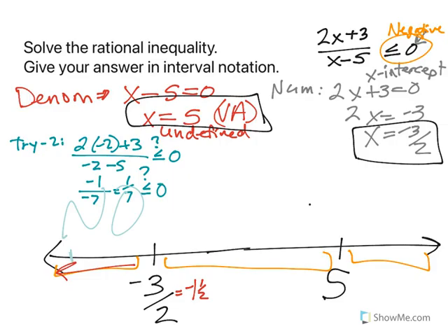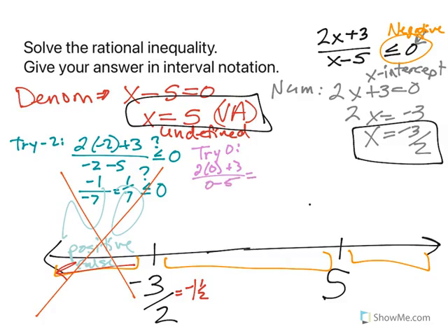So this gives us a positive answer, which makes my inequality false. That is not what we want. So that interval is no good to us. So we go to the next interval, something between -3/2 and 5. I'm going to try 0 because it's between there. So 2 times 0 plus 3 over 0 minus 5. That gives me 3 over -5. Is that less than or equal to 0? Yes, because it gives us a negative number, right? -3/5. So this is good.